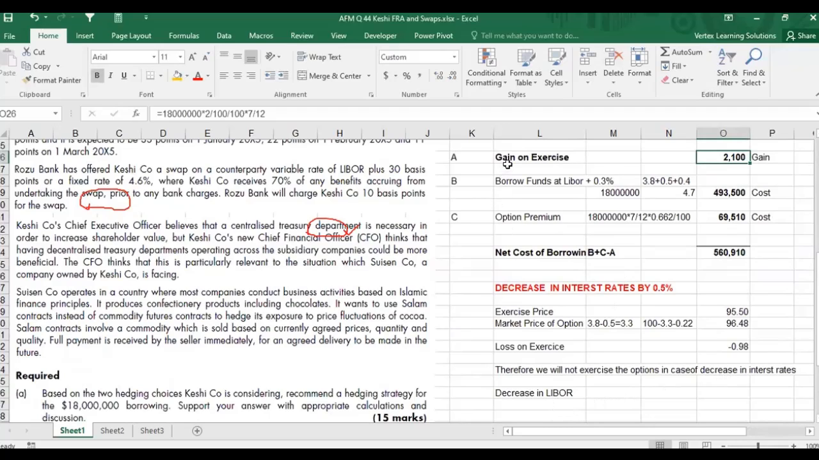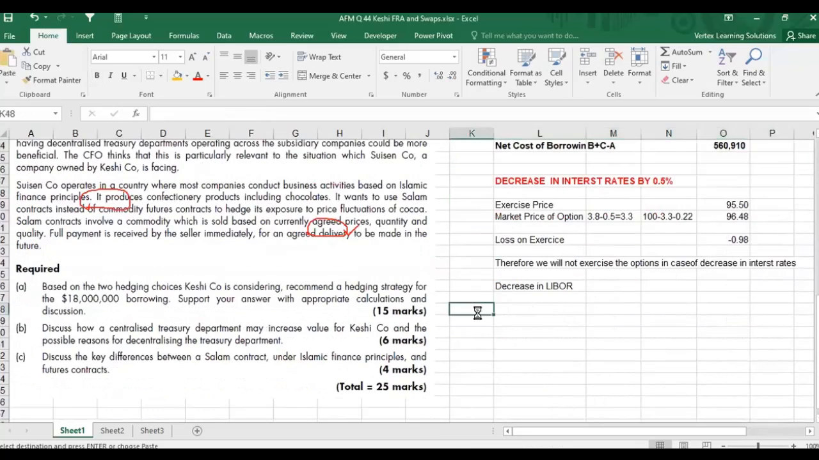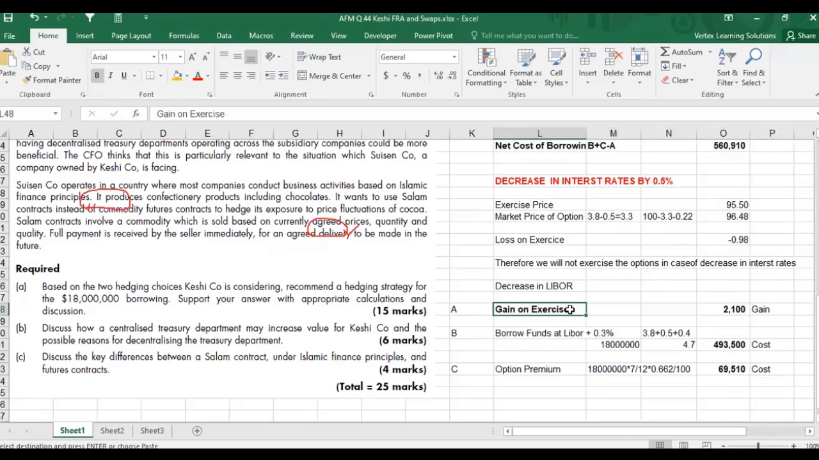So again, these three things I had, A, B, and C. Let me put them down here. So now I have a loss. If I have a loss, of course, I am not going to exercise. So I just make it 0. I'm not exercising, so why would I suffer the loss? I say, okay, just move on. What would happen? How much will my borrowing be?